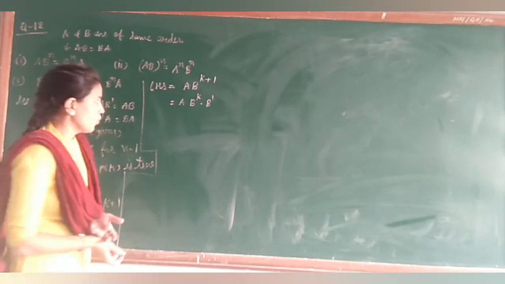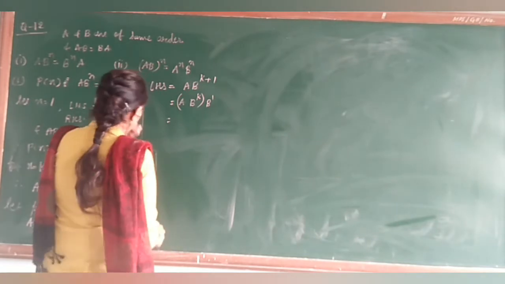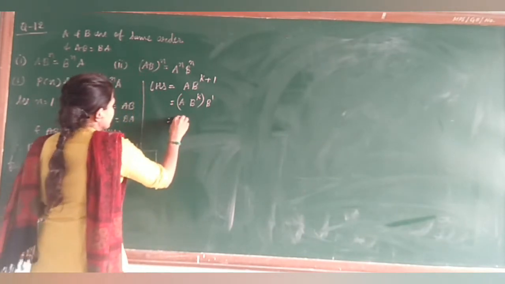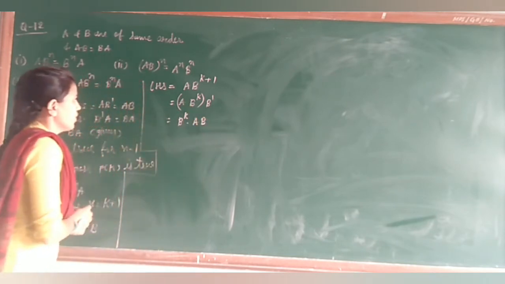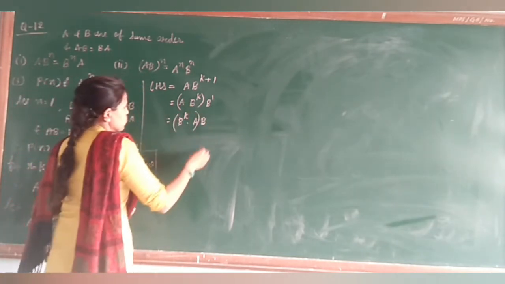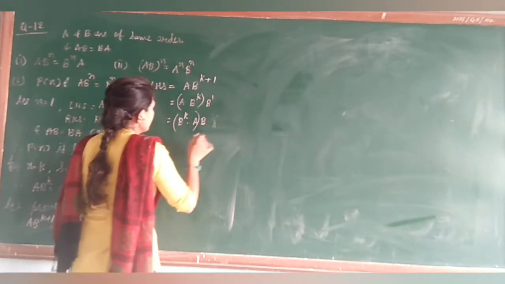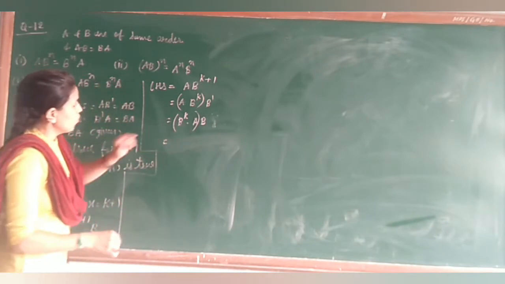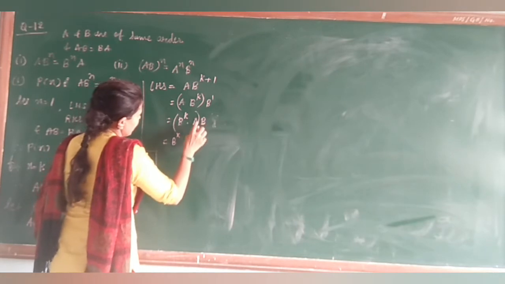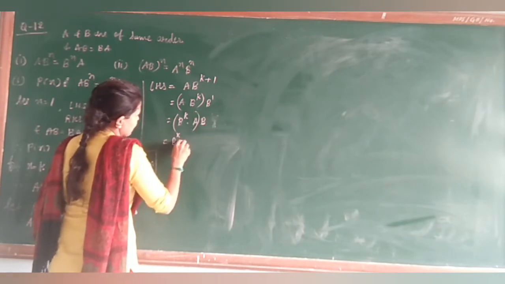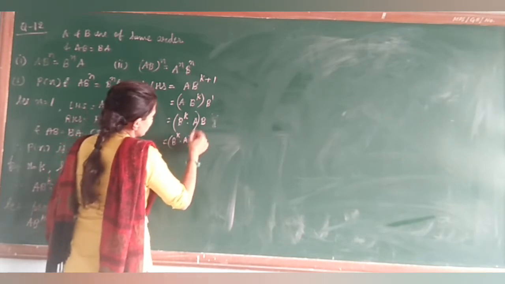So the associative law will be applied. Before applying this, what do we have to do? ab raised to k can be written as b raised to k into a, because Pk is true. Now the associative law we can apply. So here for ab, I am writing b raised to k into a into b.